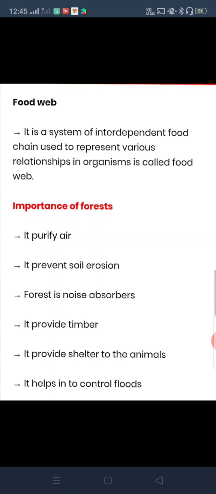Now, importance of forest. It purifies air, it prevents soil erosion, forest is a noise absorber, it provides timber, it provides shelter to the animals, it helps in controlling floods. So these are some of the important points of forest: it purifies the air, it stops soil erosion, it absorbs noise, or we can say it reduces noise pollution, it provides timber for furniture etc., it provides shelter to different animals, and it helps in the control of floods too, as plants, trees or forests act as a barrier.